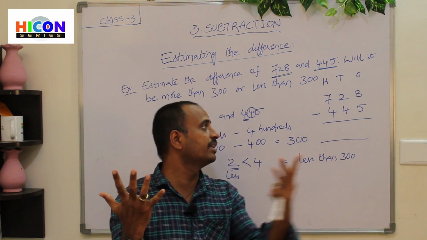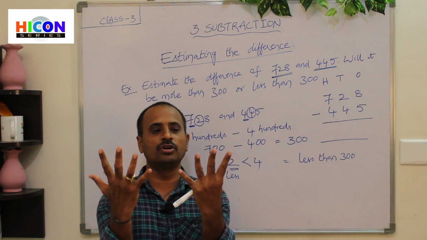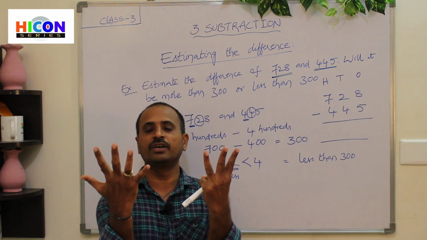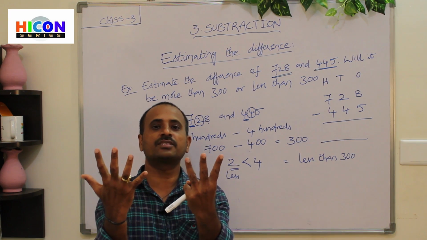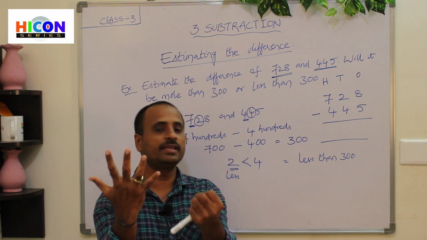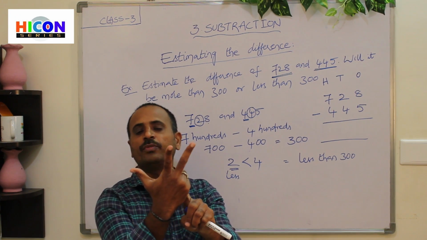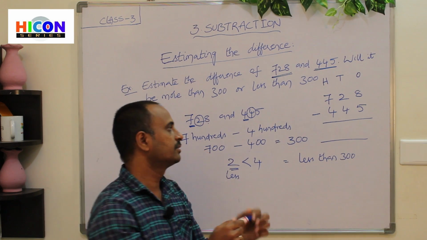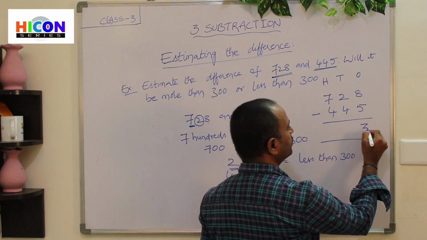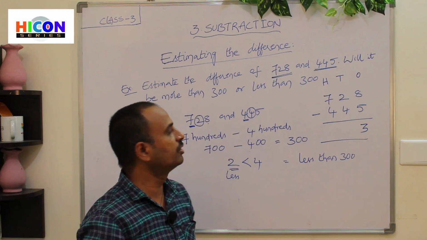What is the second number in ones place? 5. So close 5 fingers among these 8 fingers. 1, 2, 3, 4, 5. So children, how many fingers are there remaining? There are remaining 1, 2, 3. So there are 3 fingers remaining. So write here. Next, go to tens place.